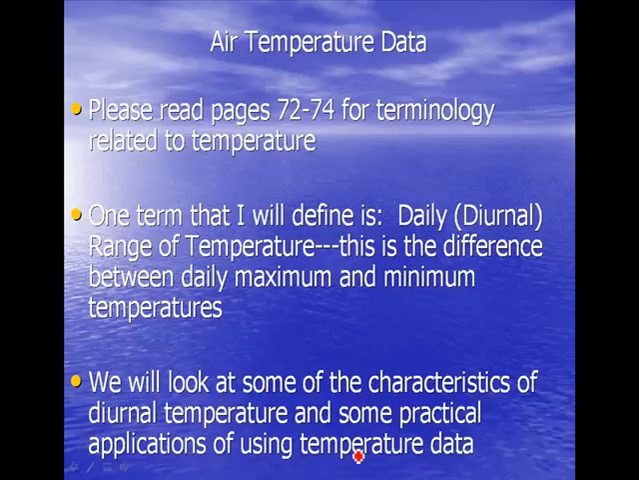One term that I will define from this particular set is what we call the daily diurnal range of temperature. Diurnal being the key word here. This is defined as the difference between the maximum temperature and minimum, in other words, the range. The daily high, the daily minimum, we call that the diurnal, which means as we go from day to night, change of temperatures. We'll look at some of the characteristics of diurnal temperature and some actual practical applications of using the temperature data.